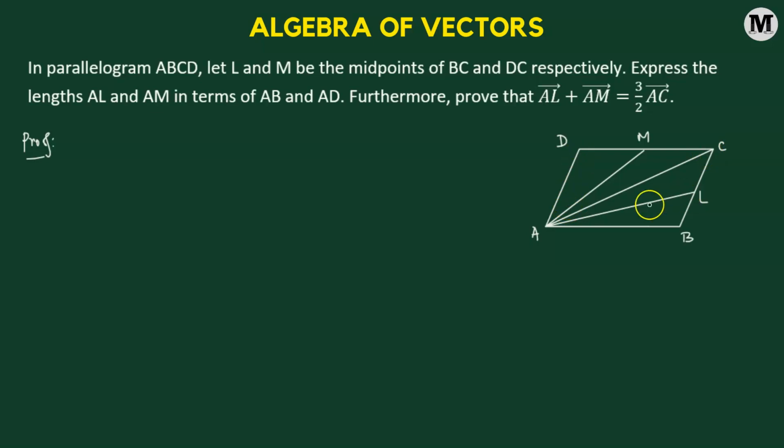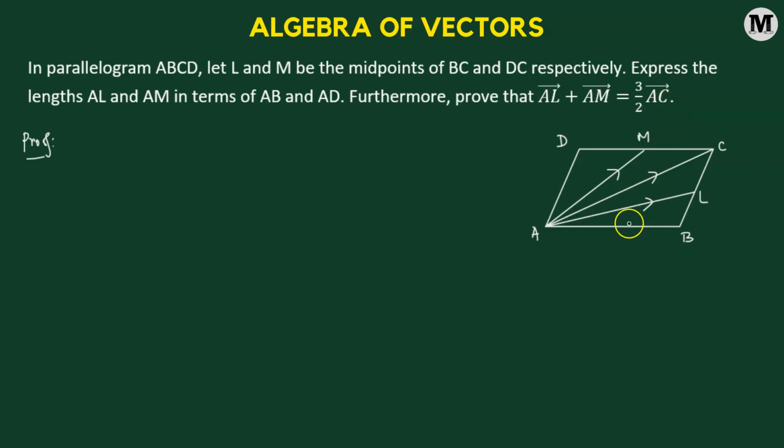So first, we'll need to express the length AL and AM in terms of the sides AB and AD of the parallelogram. And once we are done with that, we also have to show that AL vector added to AM vector equals 3 over 2 times the vector AC.